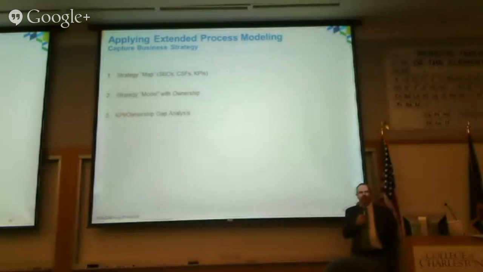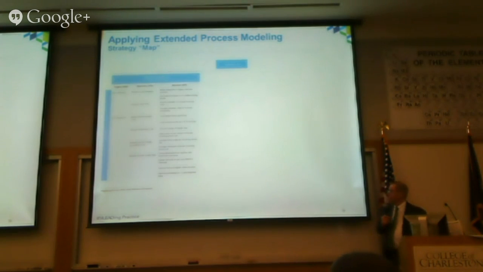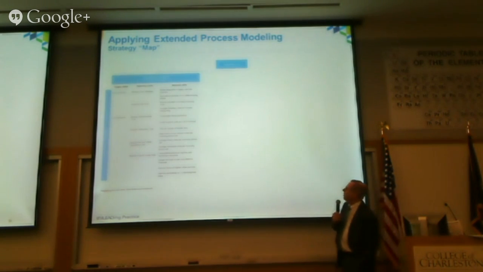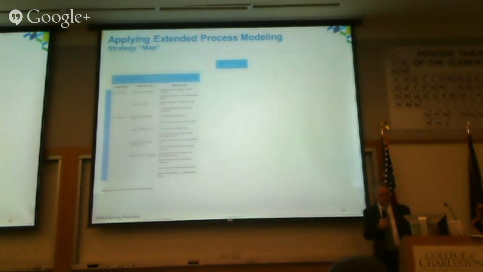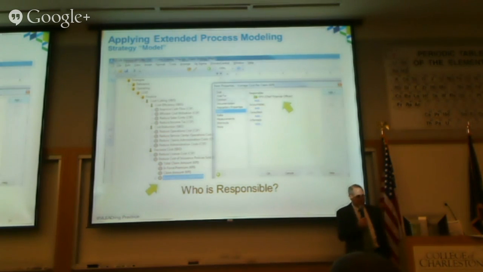All right, to start with, at the top level, the strategy map. We've talked about maps, matrices, and models. Let's just look at essentially an example. This may be a little hard for you to read, but basically this is an example model with some strategies on the left, SBOs, CSFs, and KPIs. So these are captured in the model and establish responsibility or ownership for each of these.